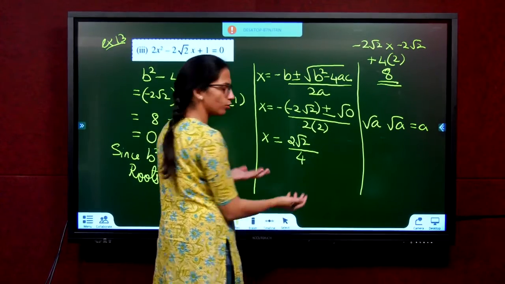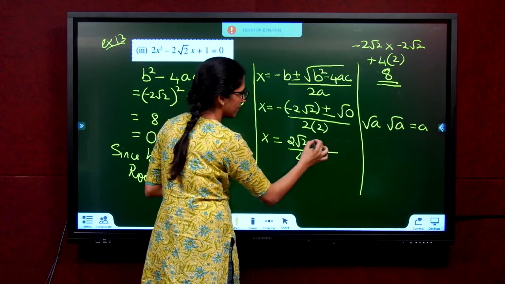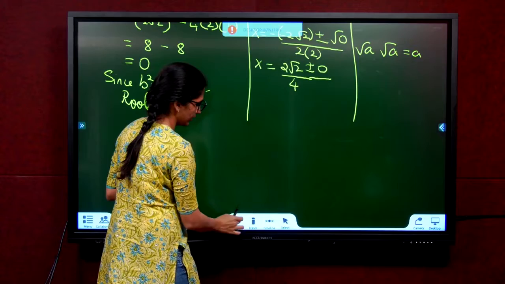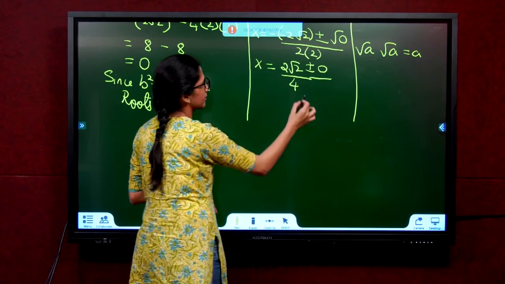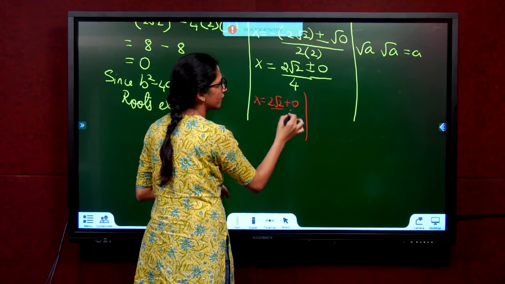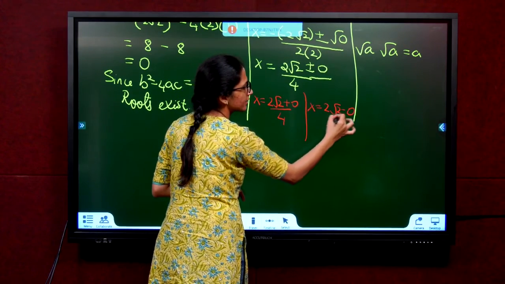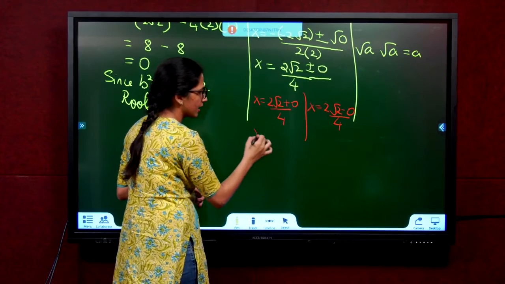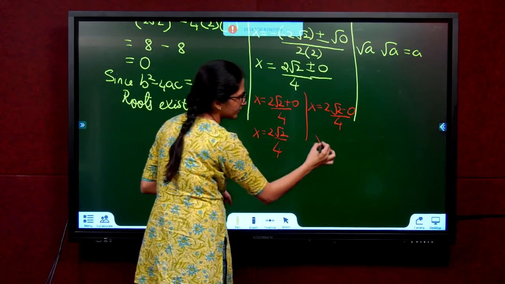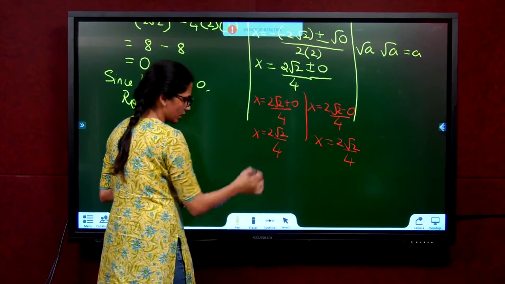So how do we get two cases here? What should we do? Basically speaking, here plus or minus 0, so this will give us two cases. x is equal to 2 root 2 plus 0 by 4. x is equal to 2 root 2 minus 0 by 4. x is equal to 2 root 2 by 4, and x is equal to 2 root 2 by 4.